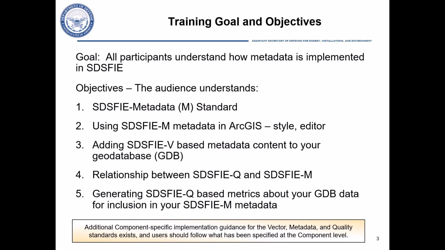Note that additional component-specific implementation guidance for the vector, metadata, and quality standards exists, and users should follow what has been specified at the component level. For example, if a user is doing this work for an Army installation, then that user should follow the Army headquarters vector adaptation and the feature type-specific quality assurance plans.